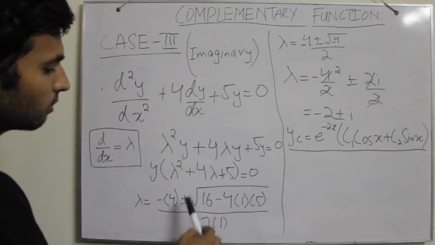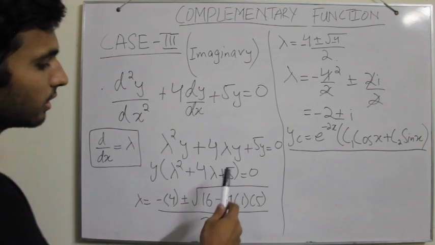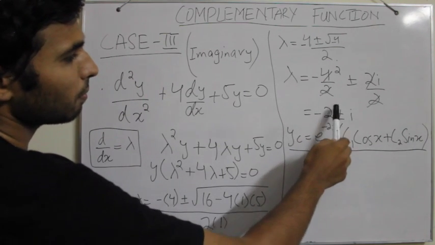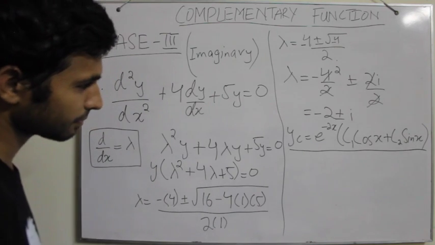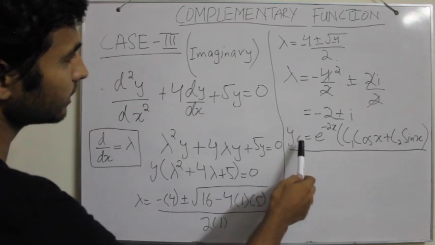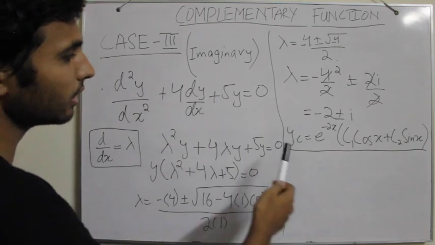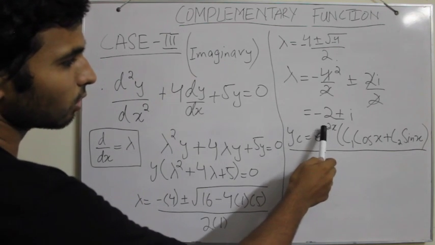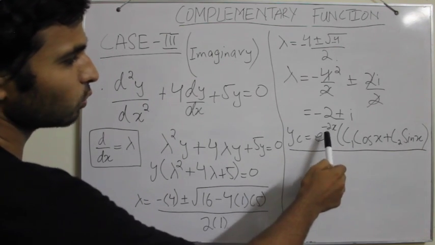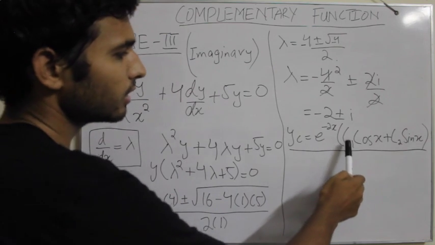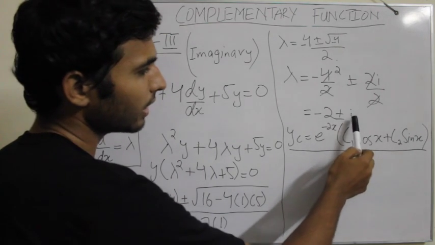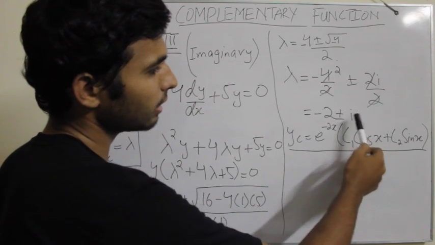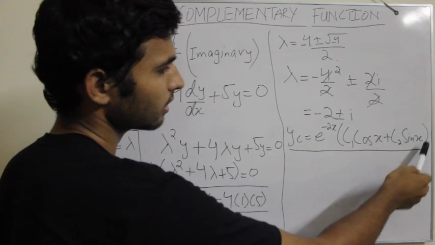I apply the quadratic formula to this equation and get the roots minus 2 plus minus iota. So the formula for yc of imaginary roots, or case 3, is e to the power minus real part x, or e to the power minus 2x, bracket c1 cos imaginary part x, or 1x, plus c2 sin imaginary part x, or 1x, bracket close.